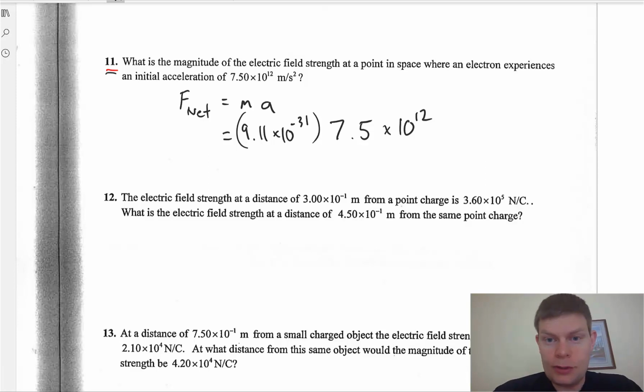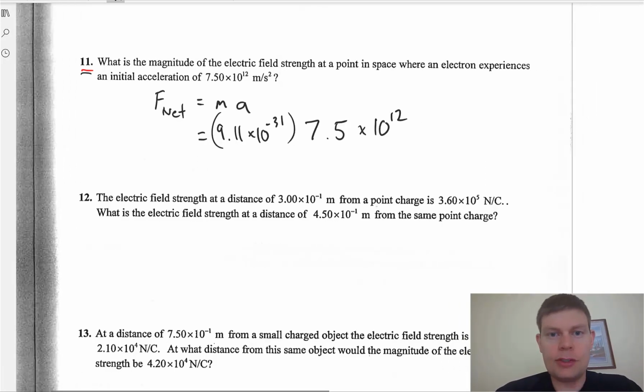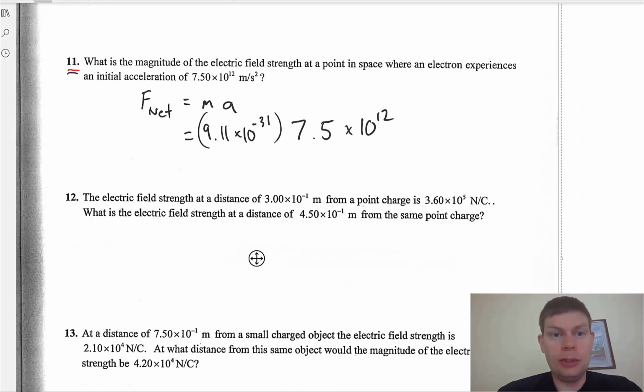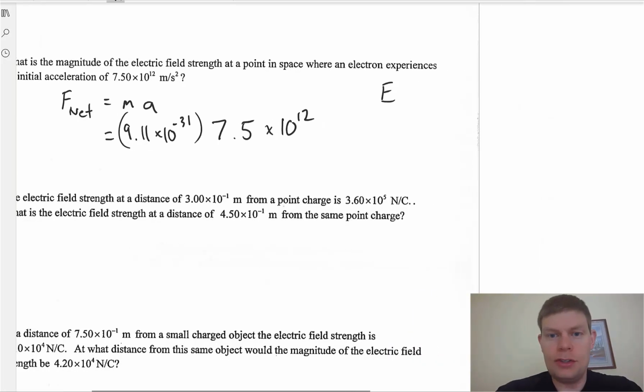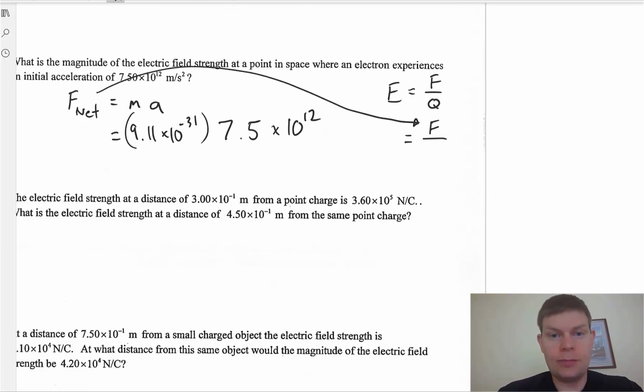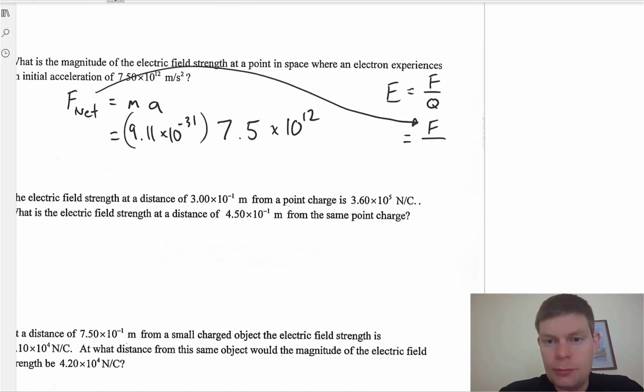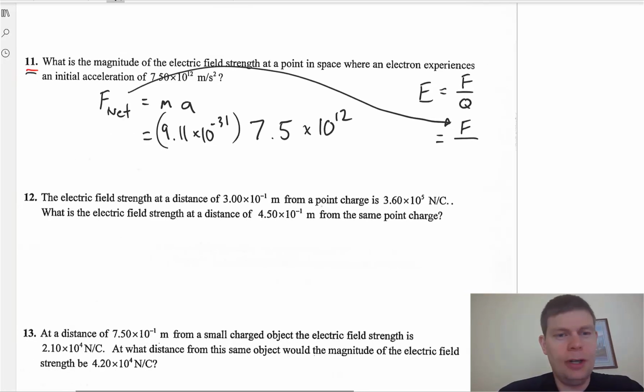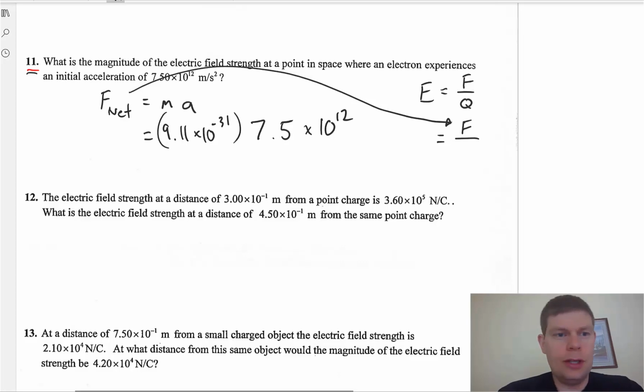And then we'll get our net force, so whatever this happens to be, that'll be our net force. And then we can just plug it into the electric field strength equation. So your electric field strength is just equal to your newtons divided by your coulombs, and then you get newtons per coulomb. In this case, our force is whatever we figured out here. And our charge is just the elementary charge because it's an electron. Don't bother making it negative because you don't know what direction it's going anyway.